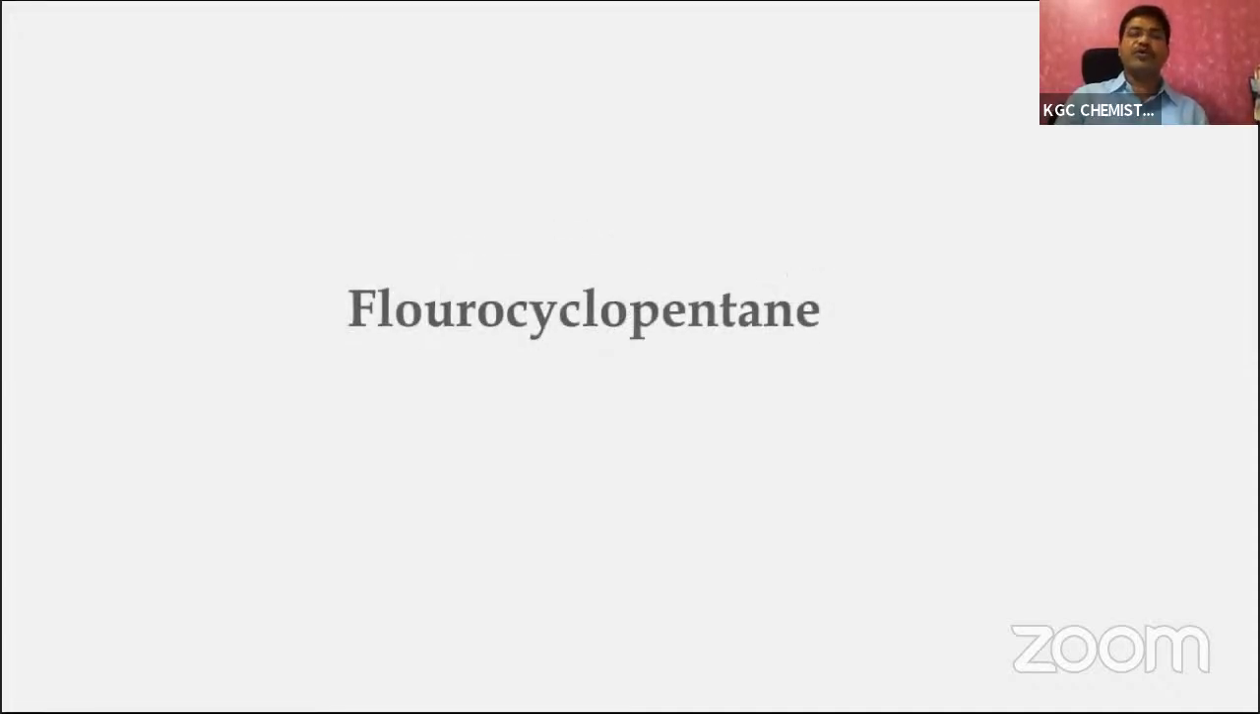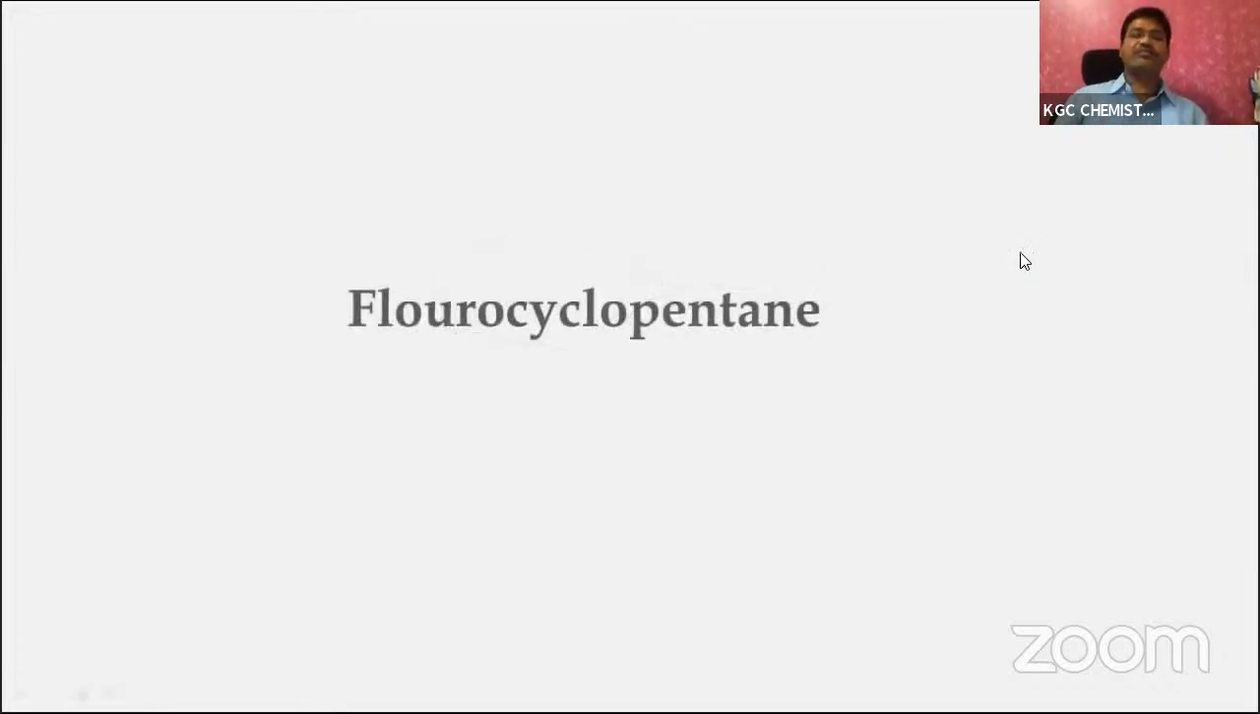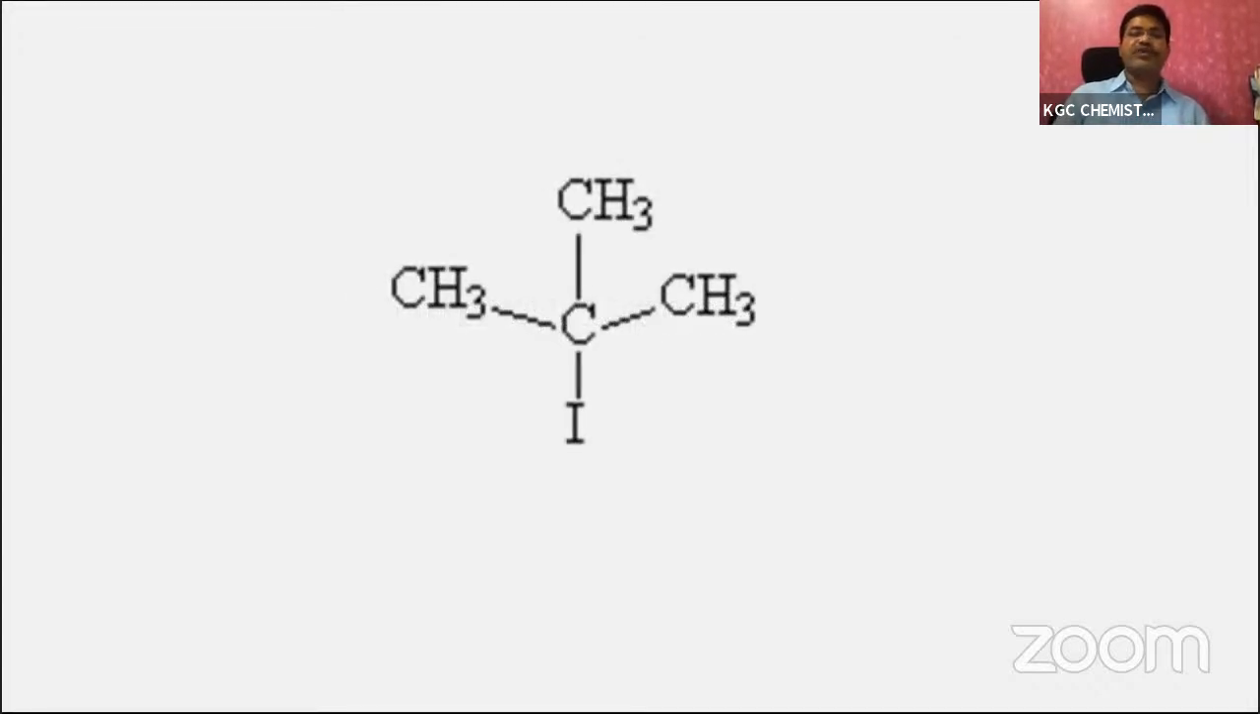This is fluorocyclopentane because there is no need of writing the position, because the fluorine is present here or here or here or here, anywhere in this. That is, there is no change. No need of saying 1. That's why we can simply say fluorocyclopentane.